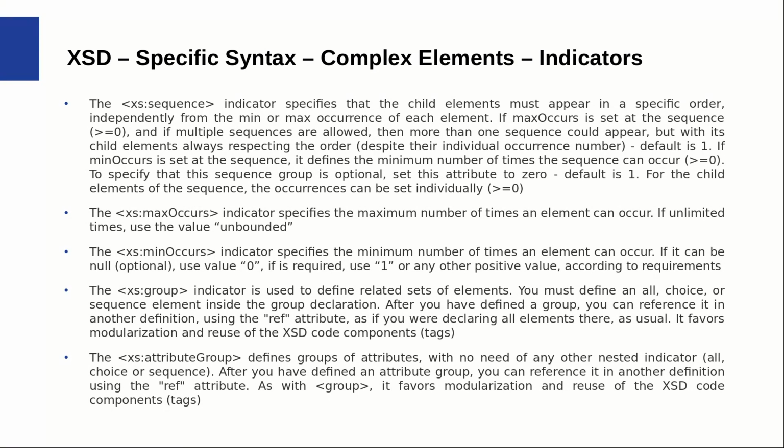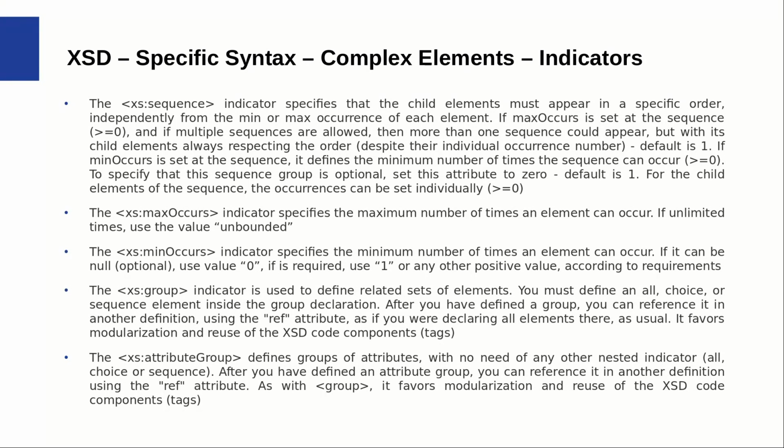Regarding the sequence element itself, if multiple sequences are allowed, then more than one sequence could appear, but with its child elements always respecting the order despite their individual occurrence number, but the default for the maxOccurs is 1, which means that only one sequence should be validated, although you could change that if you wished.